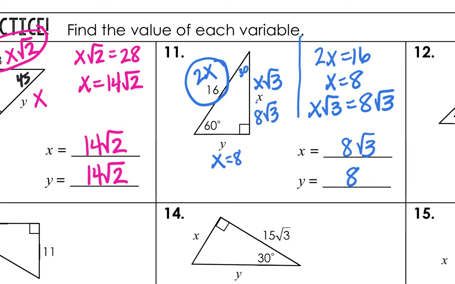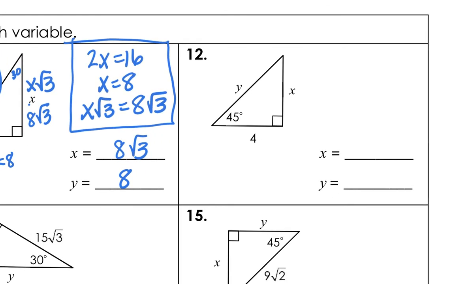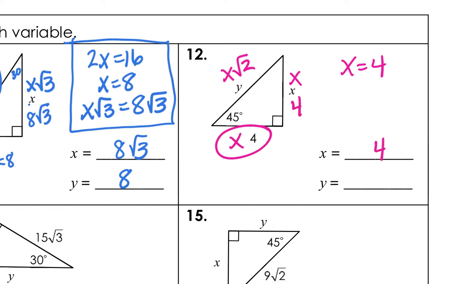So as long as you're following the pattern for the labels, you can do this pretty much with minimal work. Very minimal. Okay, we have another 45, 45, 90. So we've got x, x, x square root of 2. Well, if x is 4, then this side is also 4, which means this side is 4 square root of 2, because you're replacing x with what x is equal to. The square root of 2 doesn't go away unless you divide by it.